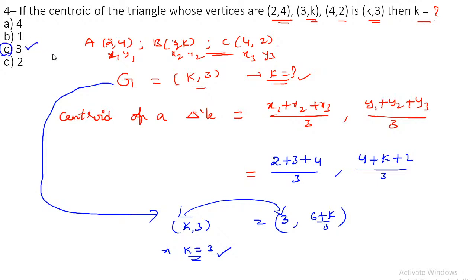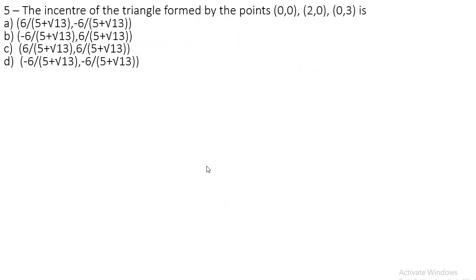So option C is the correct answer. Option C is the correct answer. The incentre of the triangle formed by the points (0, 0), (2, 0) and (0, 3) is?